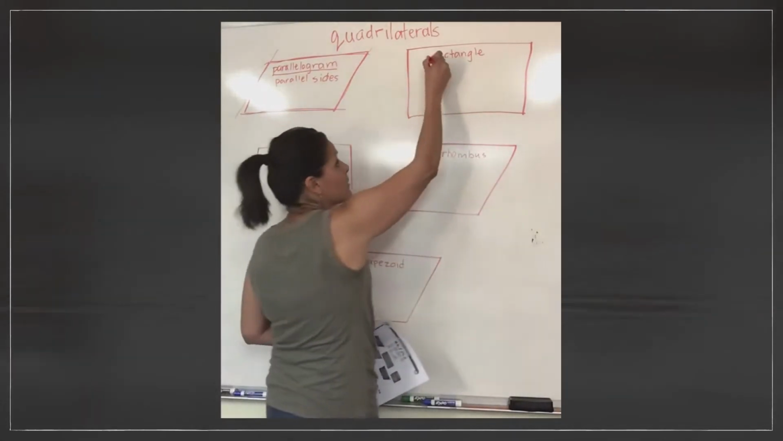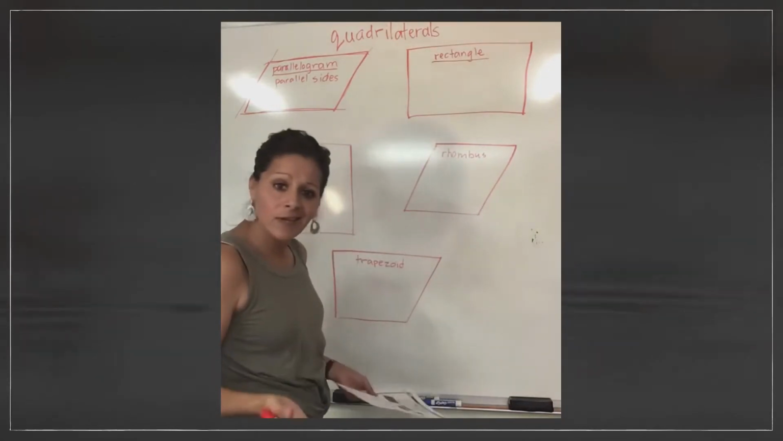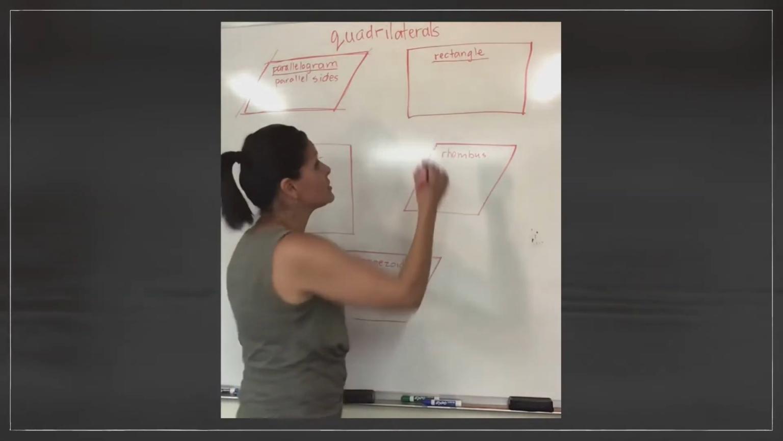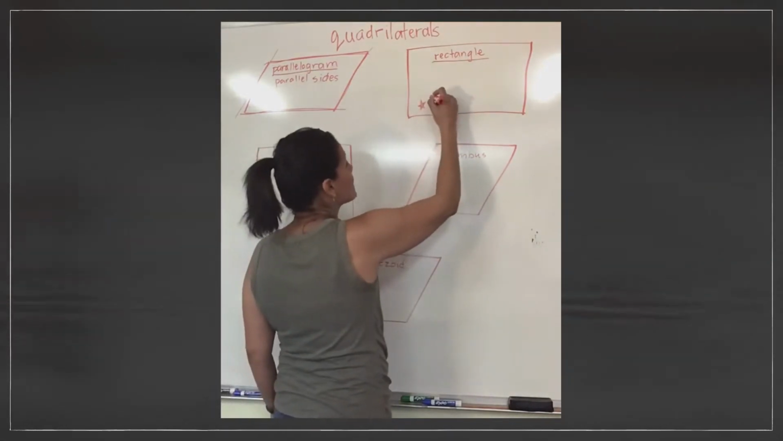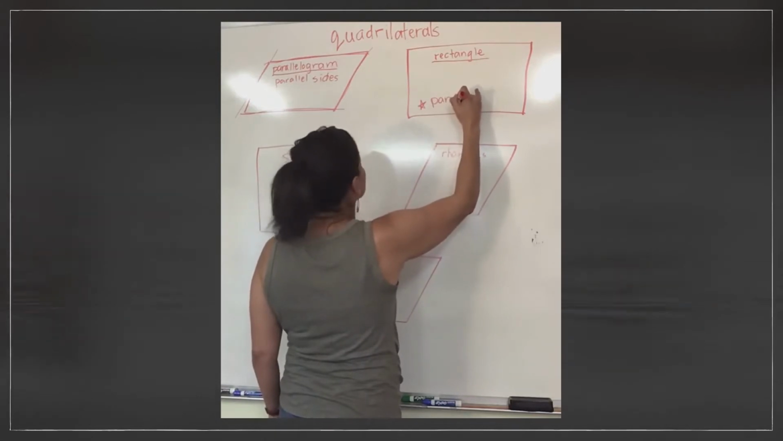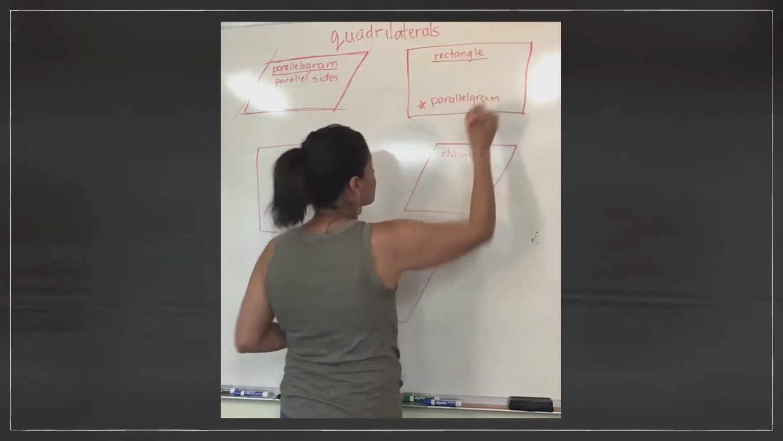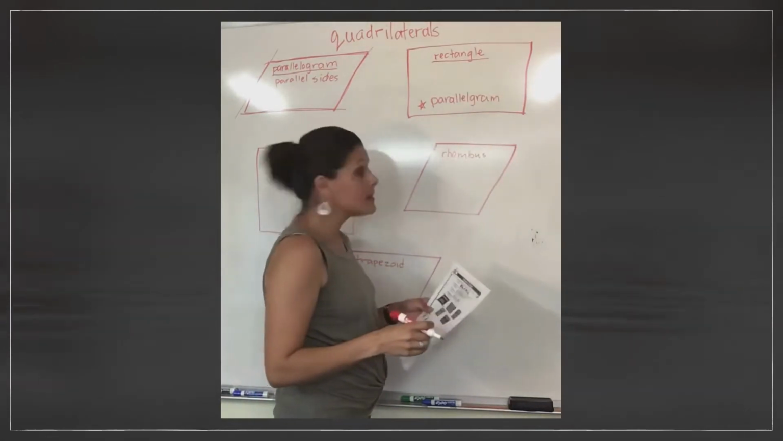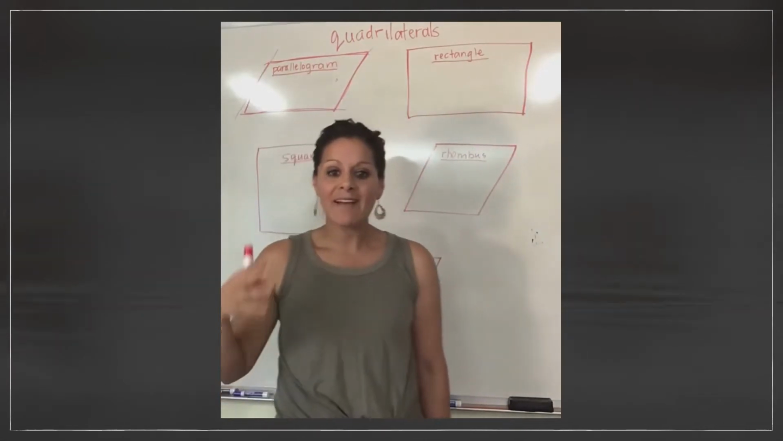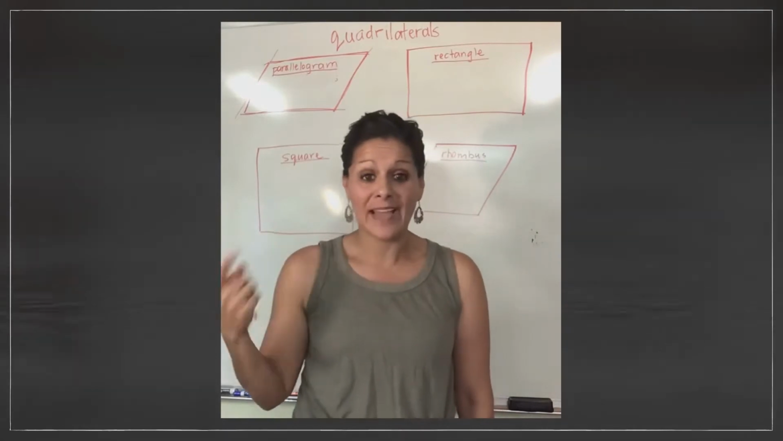Now, a rectangle, well, if I look at a rectangle, doesn't a rectangle have parallel sides? So guess what? A rectangle is also a parallelogram. Okay? So it's also a parallelogram. So shapes have a name, but they might actually fall into more than one category.